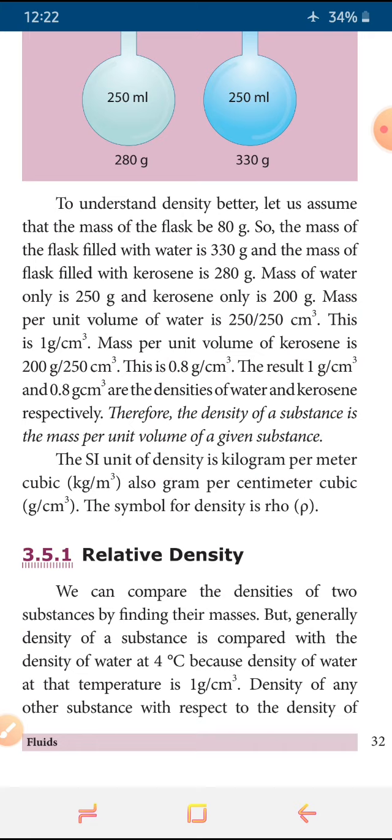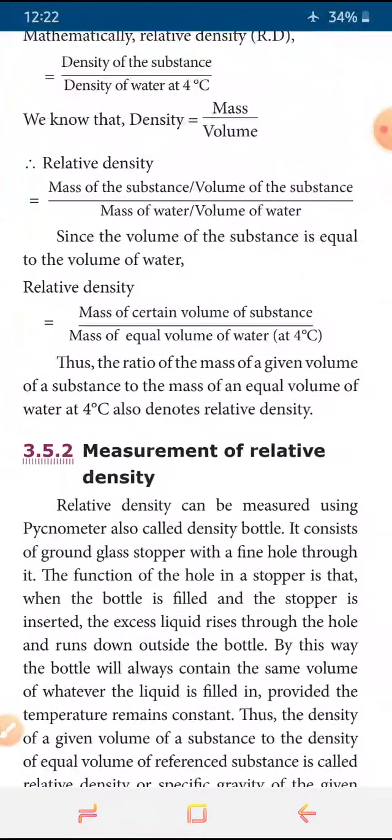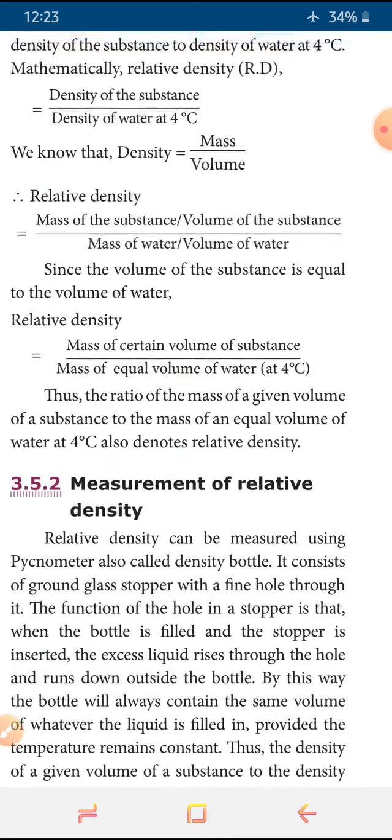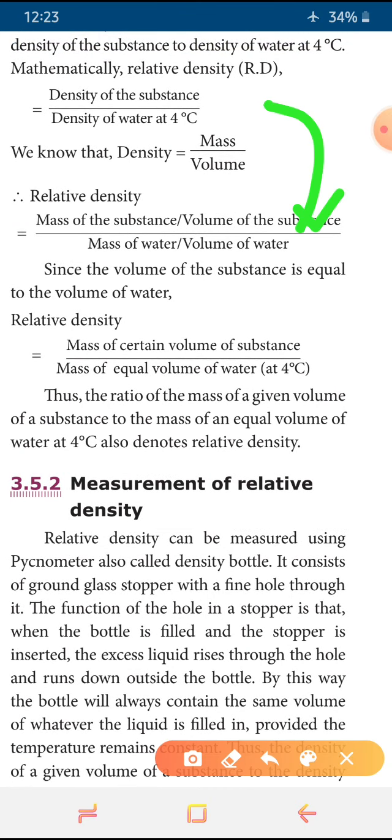So relative density we can write with the formula: the ratio of the density of any substance divided by the density of water at 4 degrees Celsius. This is called relative density. And the density formula we know is mass per unit volume. Then relative density we can write as mass of the substance divided by volume of the substance, over mass of the water divided by volume of the water. This formula we get from density equal to mass per volume. Then we can write the common formula: mass of a certain volume of substance to mass of an equal volume of water. These two ratios are taken for relative density.